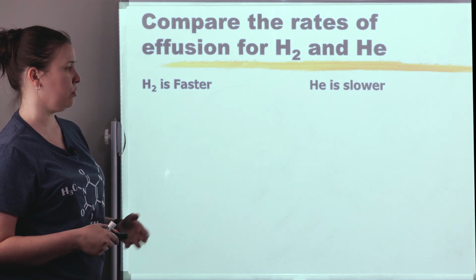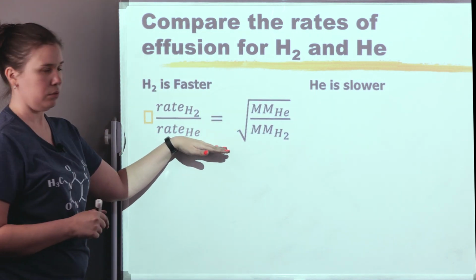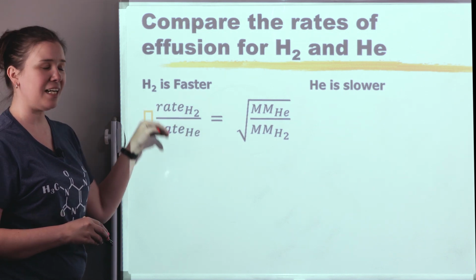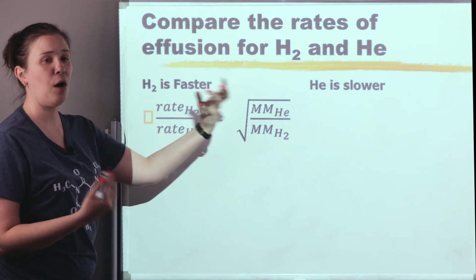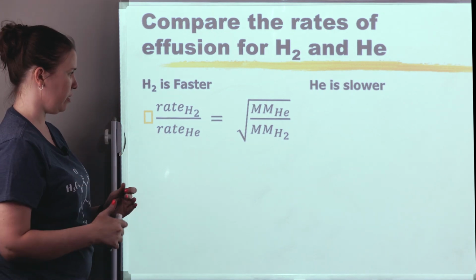How much faster? We're actually going to be able to use this rate ratio in order to calculate the exact number of how much faster. Is it 5 times as fast or 10 times as fast? Twice as fast?